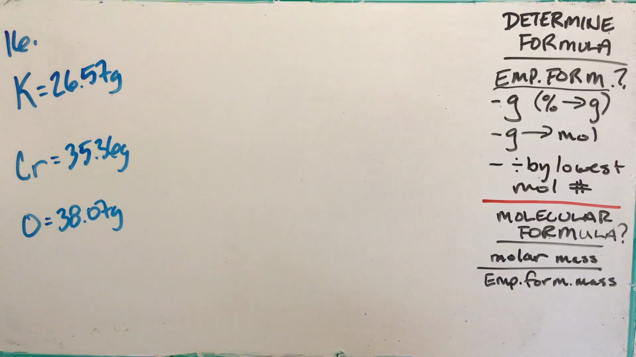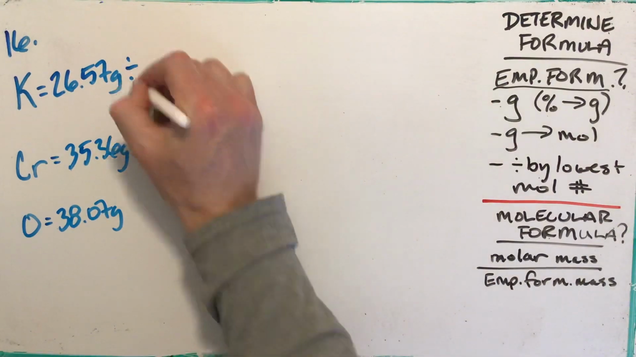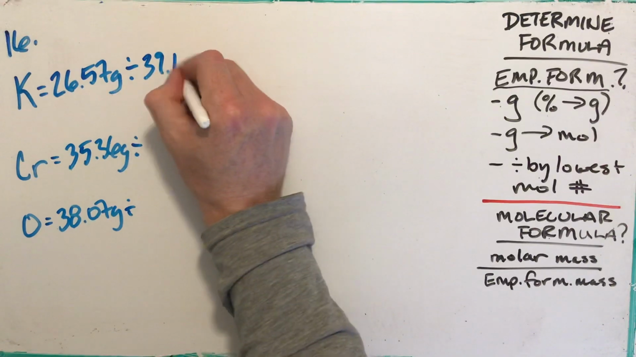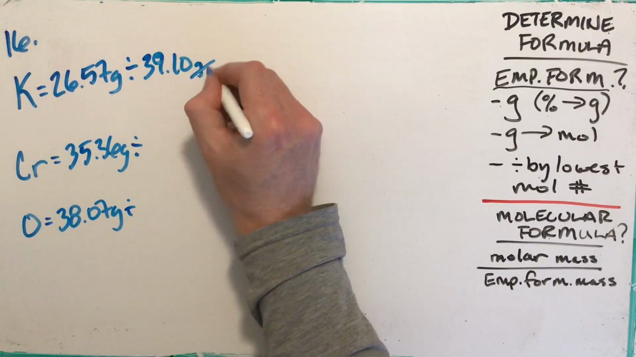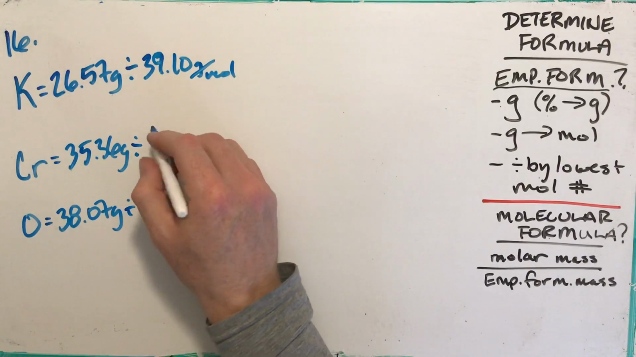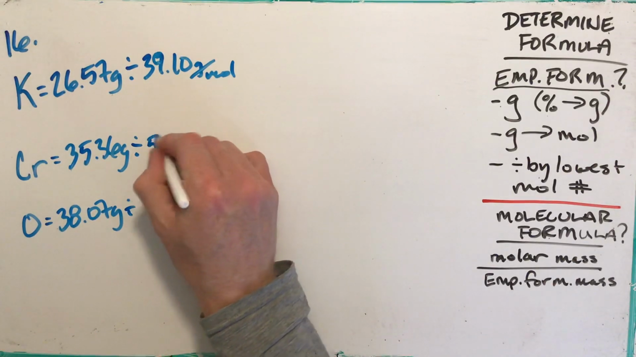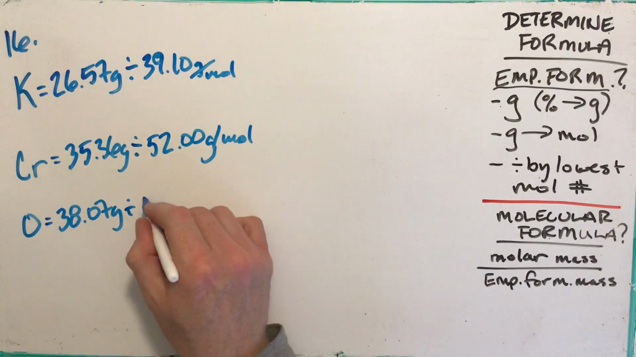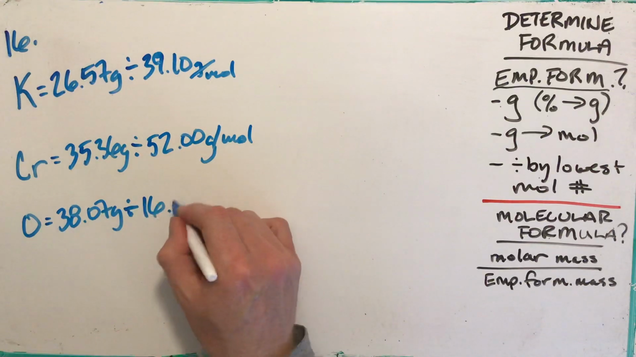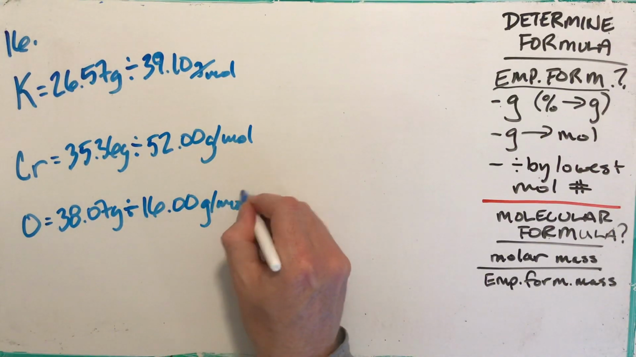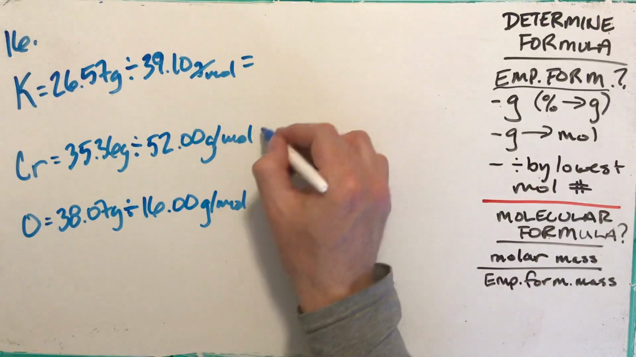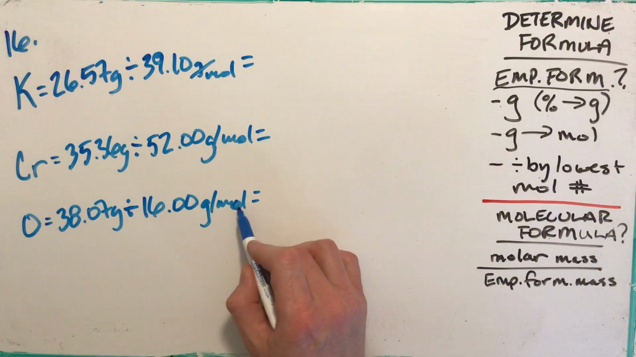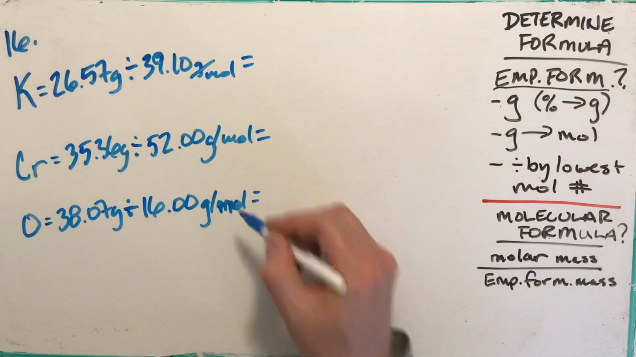38.07 grams. So step number 1 is done. I got grams. I'm now going to do step number 2, which is converting into moles using the values on the periodic table. It's 39 grams per mole. Chromium is 52.00 grams per mole. And oxygen we know is 16 grams per mole. Grams divided by grams, they'll cancel out. I'll be left with moles for every element here. Okay, moles.